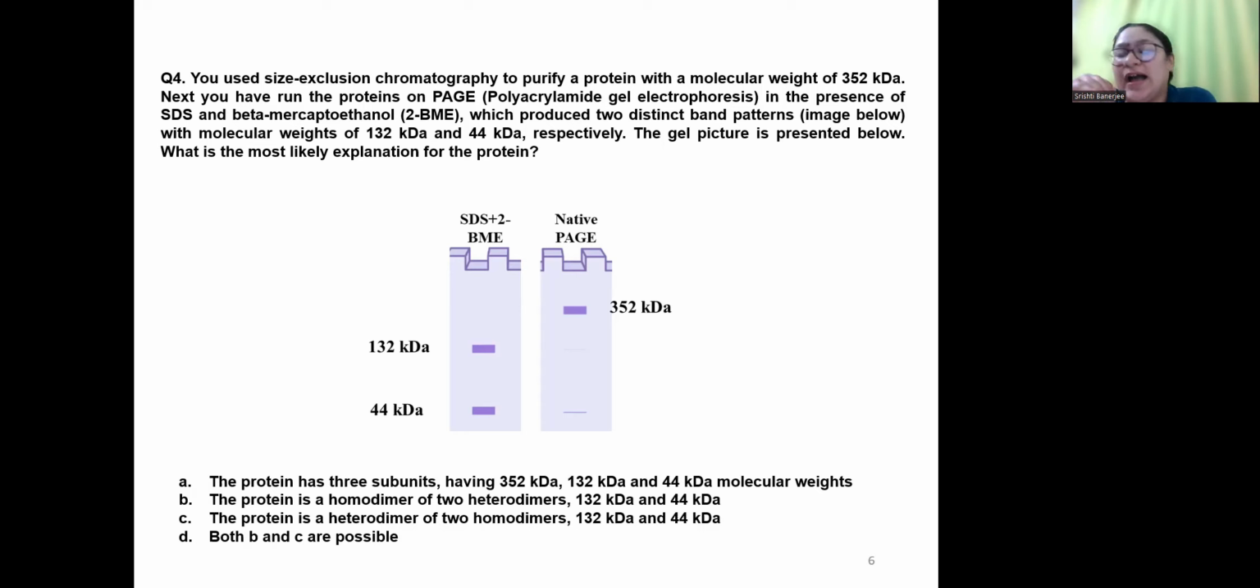Because here we know the molecular weight, right? We have used size exclusion chromatography to purify a protein with a molecular weight of 352 kilodalton. So we had an idea that our protein will be of this size, and then we are running a PAGE. So anyway, we have used beads of that. Okay. So the second part of the question is, now we are running it on PAGE, that is polyacrylamide gel electrophoresis, one in presence of SDS and beta mercaptoethanol, which produces two distinct bands. And the molecular weights are 132 and 42 kilodaltons respectively.